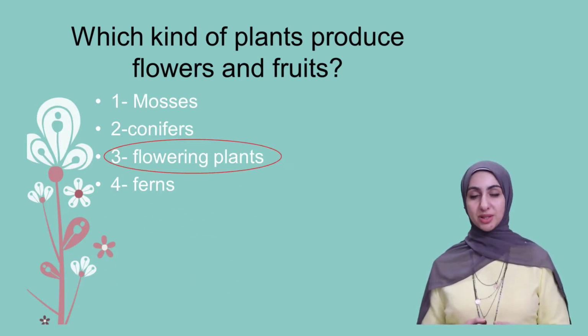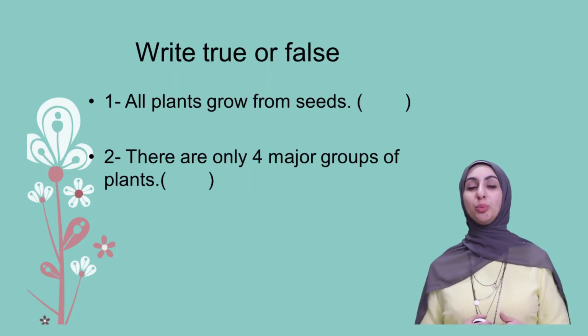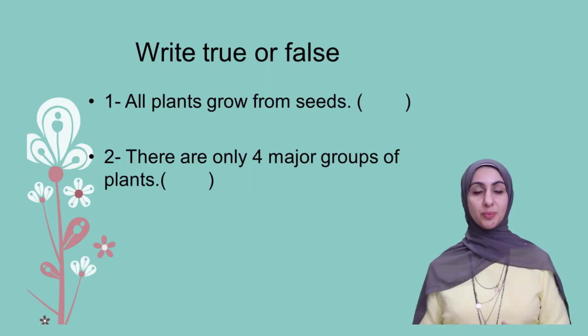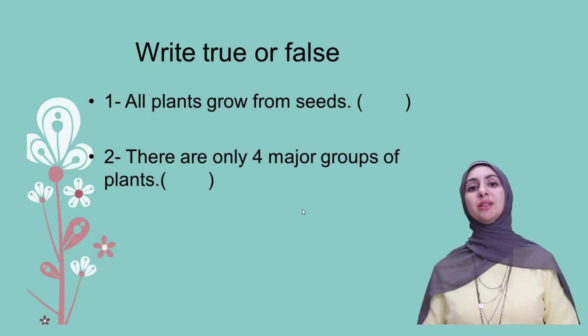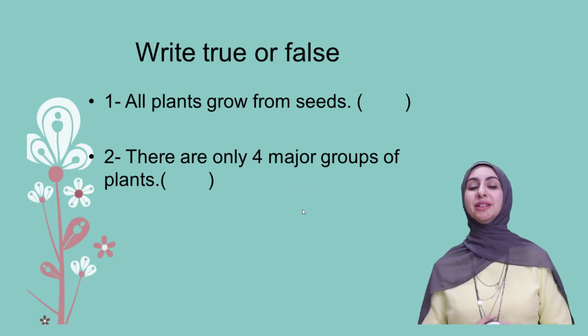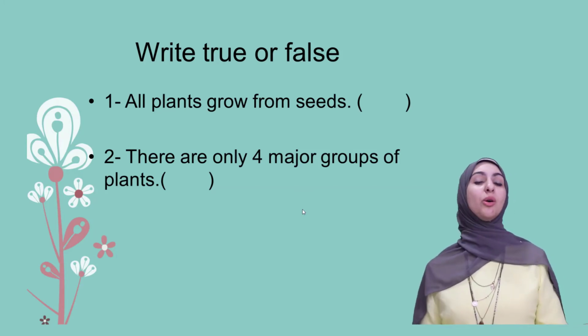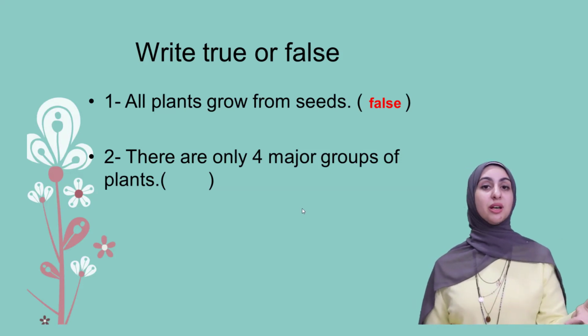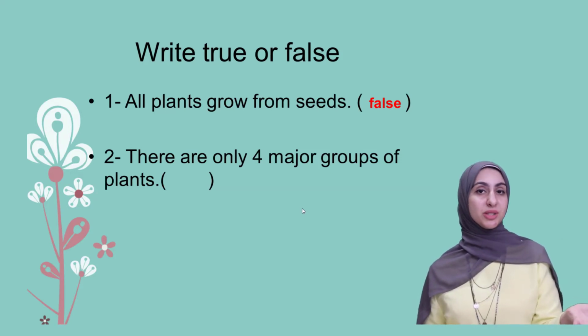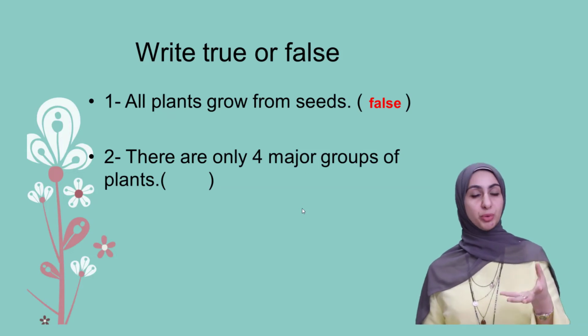Write true or false. Number 1. All plants grow from seeds. What do you think? Is it true, this one, or false? Yes, it's false, because not all the plants can grow from seeds. We have ferns and mosses, they are not growing from seeds, right? They have spores for reproduction.